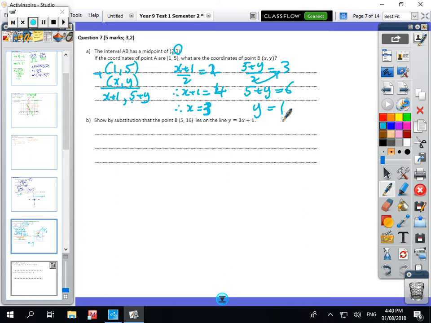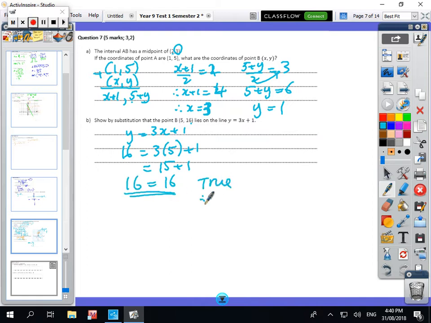Show by substitution that (5, 16) lies on the line. So we've got y equals 3x plus 1, so 16 equals 3 times 5 plus 1, which equals 15 plus 1, which equals 16. 16 equals 16 is true, so therefore (5, 16) lies on the line. Okay, moving along.